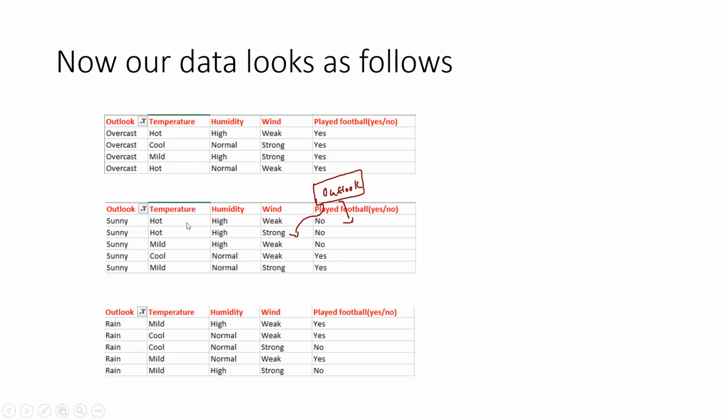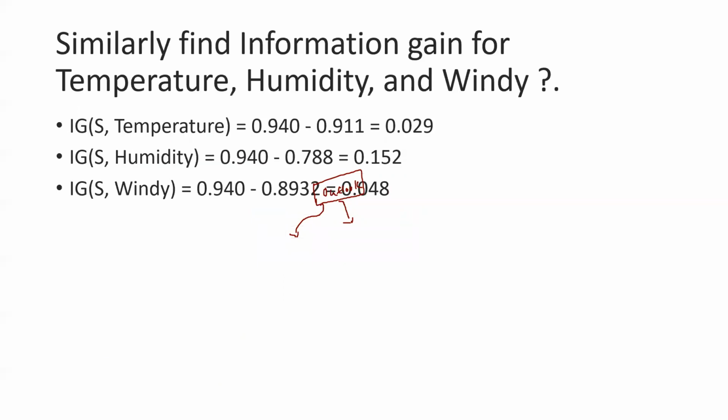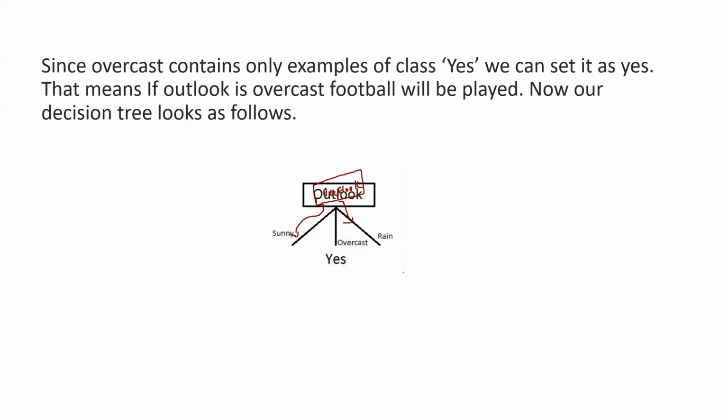Again, for sunny, we refer to the main table and bring up a table like this. Again, we start the calculation, the same calculation we did previously: IG of temperature, humidity, and windy. Now, since overcast contains only examples of class yes, we can directly say yes. That means if Outlook is overcast, football, or cricket, will be played.